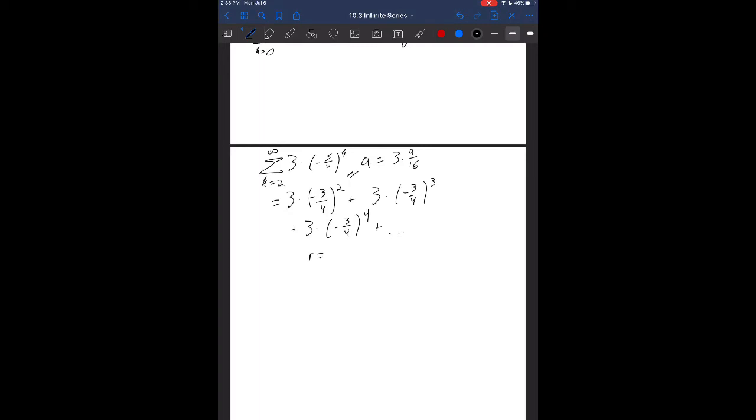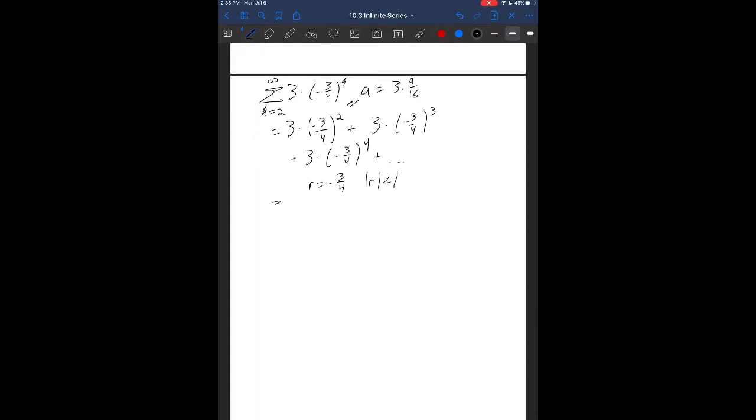And what this also means, right, I can see that I'm multiplying by negative 3/4 every time, so r is a negative 3/4. Great, so we know that this series is going to converge. My absolute value of r is less than 1, so it's going to converge. And we can rewrite this as the sum from k equals 0 to infinity of 3 times negative 3/4 squared. And actually, let's just write 27 over 16, which is what this a is, times negative 3/4 to the k.